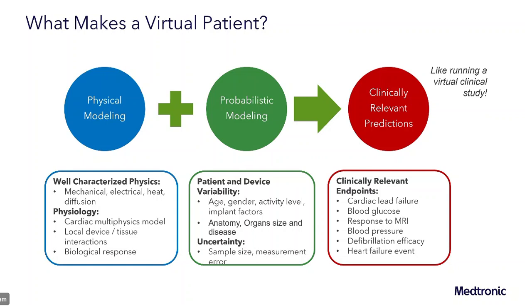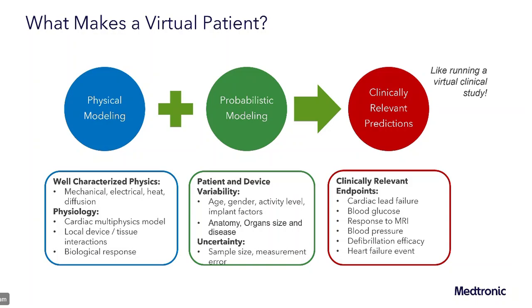So if you want to create a virtual patient, you have to encapsulate those same elements, right? So you have to vary the anatomy, vary the size of the organs. You have to vary the disease state. You have to vary the activity levels of that patient, implant factors, lots of variability going into that area. And the other thing that you have to deal with is the uncertainty, right?